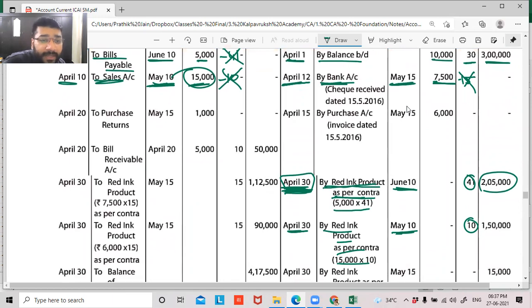So on 30th of April, that is the transaction date, will be the account current statement date. To reading product as per contra, May 15th is the due date. 15 days, now it is positive, guys. So 15 into 7,500, you're getting positive 1,12,500. Please note it down. I hope all of you are writing it down.